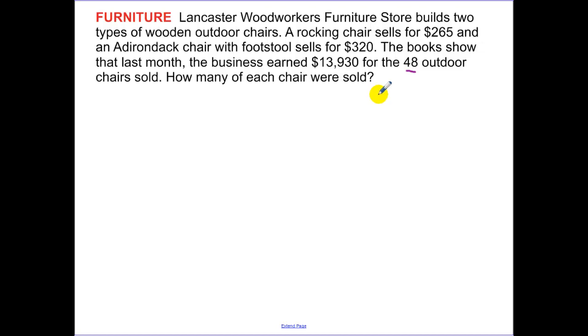Okay. So let's make an X and a Y. How many of each chairs were sold? So your X is going to be one type of chair. The Y is going to be the other. Let's make X our rocking chair, and Y our Adirondack chair. Okay, so they had a total of 48 chairs. So the number of rocking chairs plus the number of Adirondack chairs is going to equal 48.